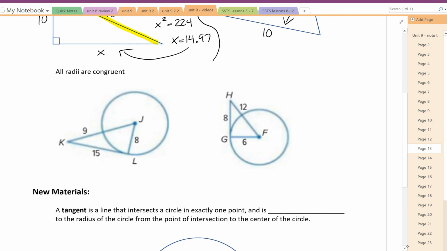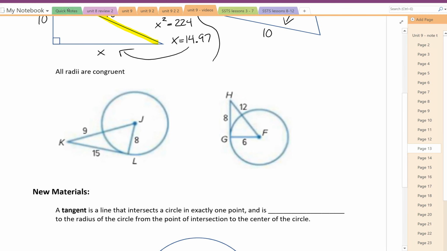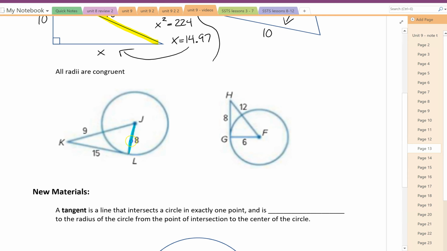The other thing we need to review is that all radii in the same circle are congruent. What I can see on this circle is that this radius right here, from J to L, is 8 units long. That means that any radius I draw inside of this circle, in other words any straight line from the center out to the edge of the circle, would be 8. I could draw infinite radii within this circle, and every single one of them would be 8 units long.